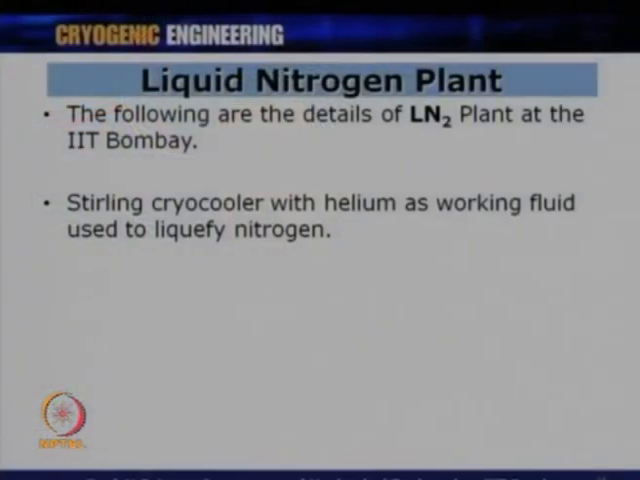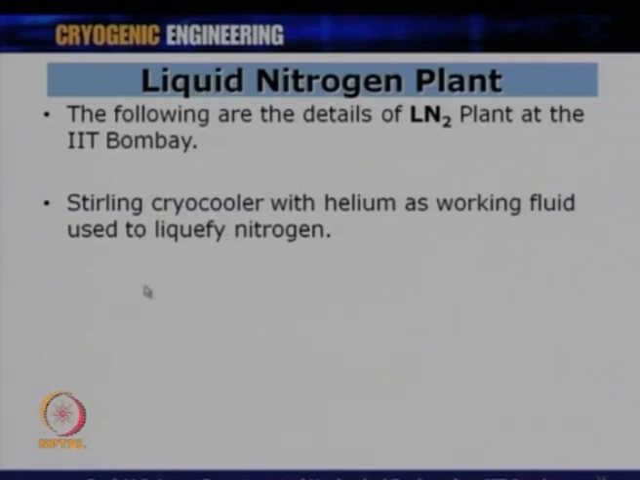Following are the details. Now, this liquid nitrogen plant is not an open system over here. It uses a Stirling cryocooler with helium as working fluid used to liquefy nitrogen. So, this works on a different principle. It is not an open loop system. This cryocooler generates cooling effect at 77 Kelvin and it has got a condenser. The nitrogen gas comes on this condenser and it gets liquefied.